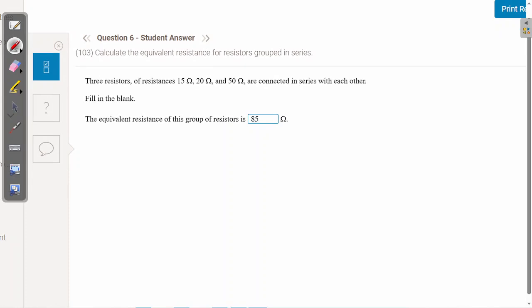Okay, three resistors of resistances 15, 20, and 50 are connected in series to each other. In series, it's easy, just add all of them together. So 15 + 20 + 50 = 85.